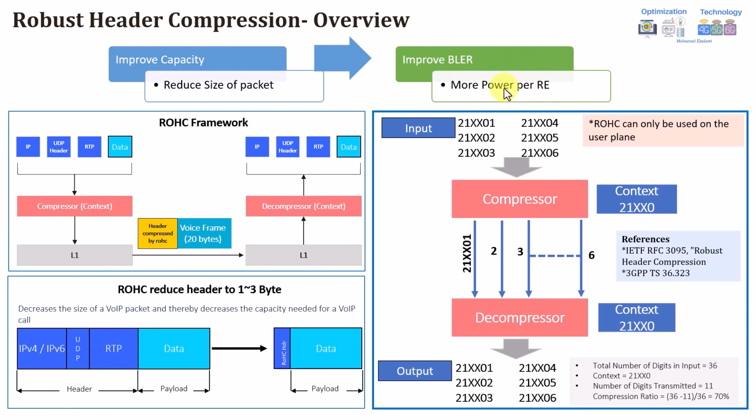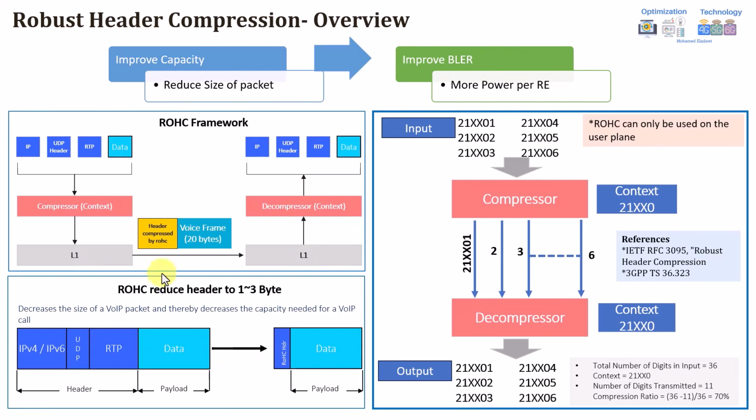So this will be reflected in you having a better uplink coverage and a much better block error rate. So the main advantage here is that you are improving the capacity in general because you are reducing the packet size, and you're improving your uplink performance, especially block error rate and coverage as well. So this is actually the general idea on the left here.